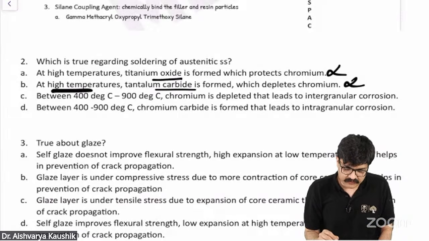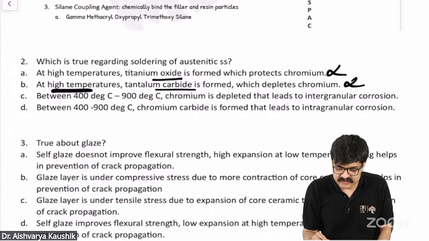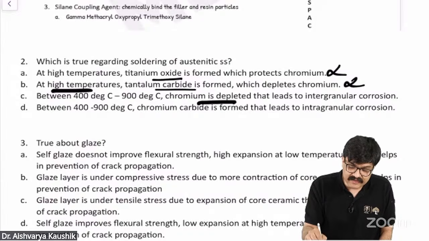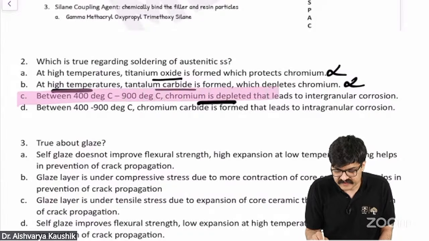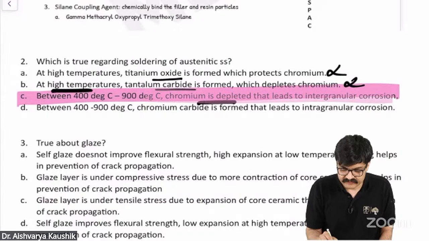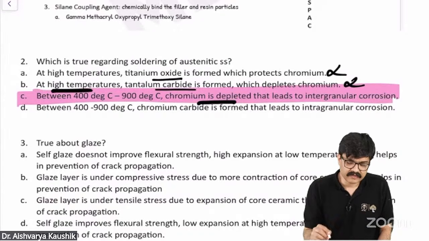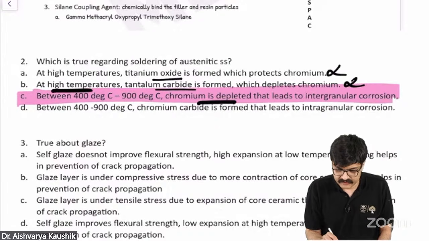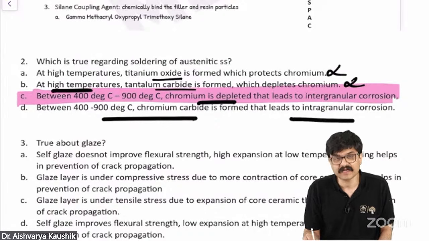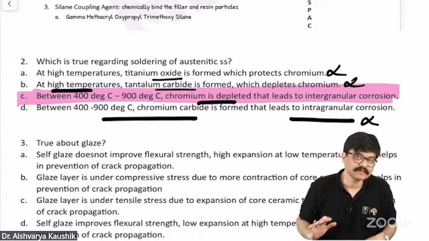The third option is between 400 to 900 degrees Celsius, chromium is depleted. That leads to intergranular corrosion. Now, this is right. C is the answer. What is D option, guys? Between 400 and 900 degrees Celsius, chromium carbide is formed. You are right till here. Is formed that leads to intragranular. This is wrong. So that's why D option is the wrong answer.